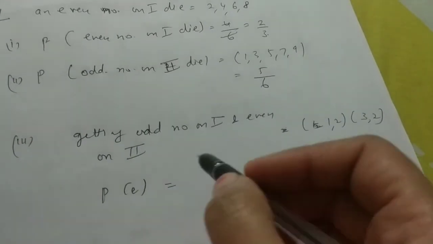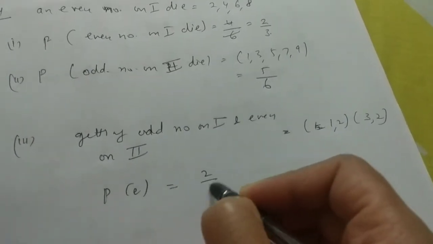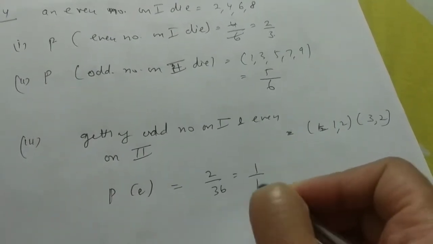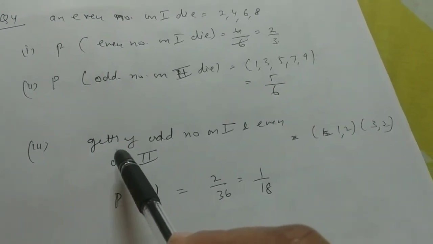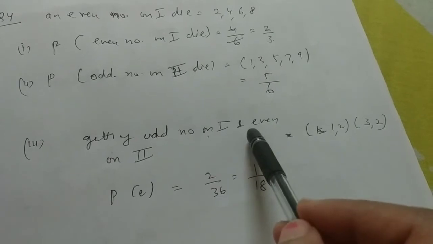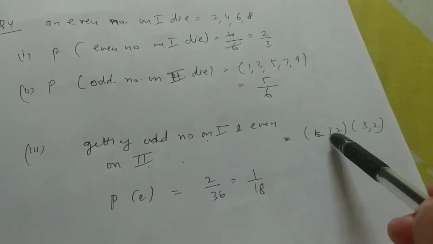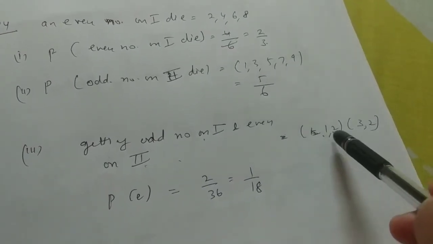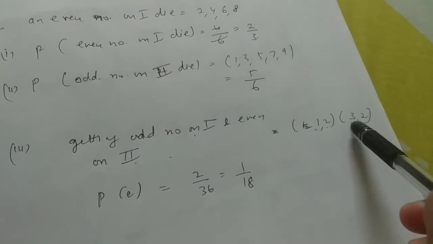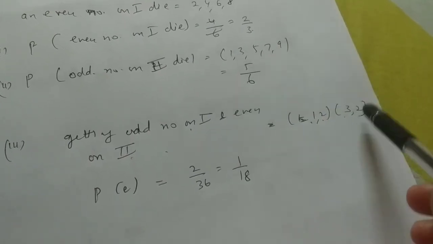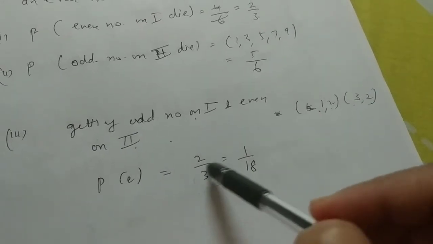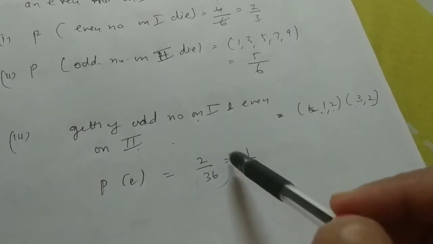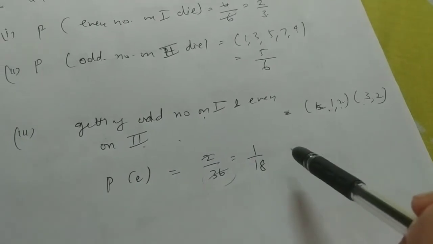So probability of this event would be 2 by 36, means 1 by 18. Hope the question is clear. In third part, we have to tell getting odd number on first die and even number on second die. Having odd number on first die would be 1 is odd and second 2 is even, and 3 is odd and 2 is even. So two outcomes are possible. So probability would be 2 by 36. 36 is the total outcome. So after cancellation, 1 by 18 is our answer.